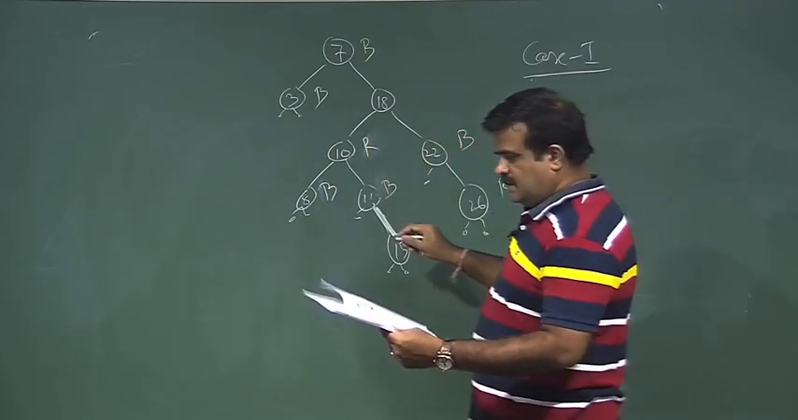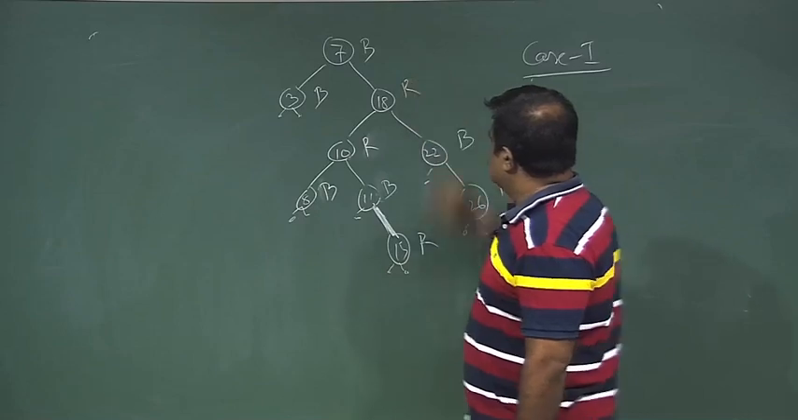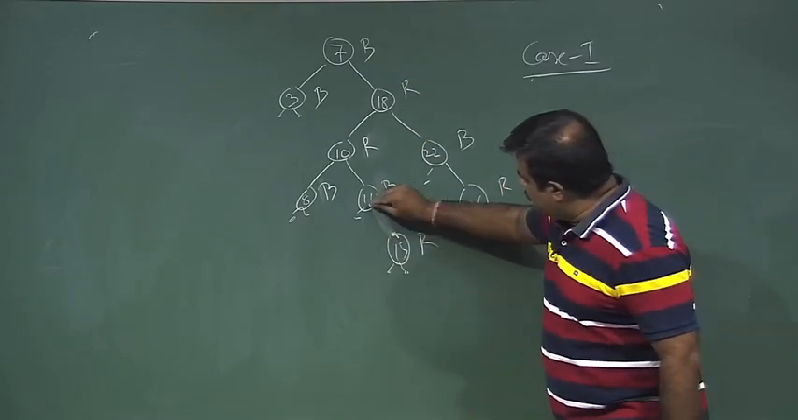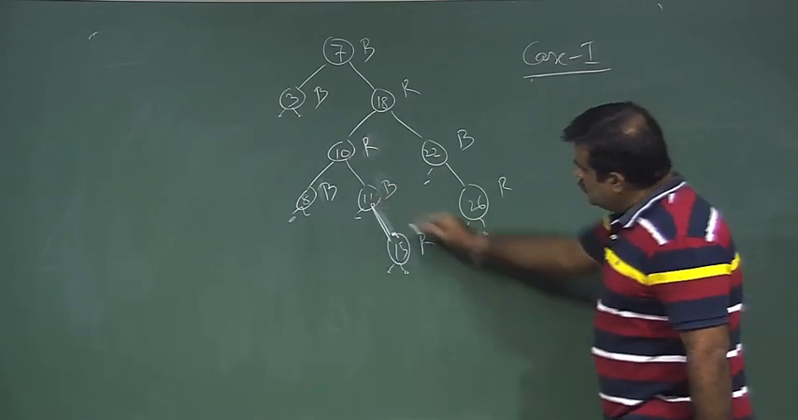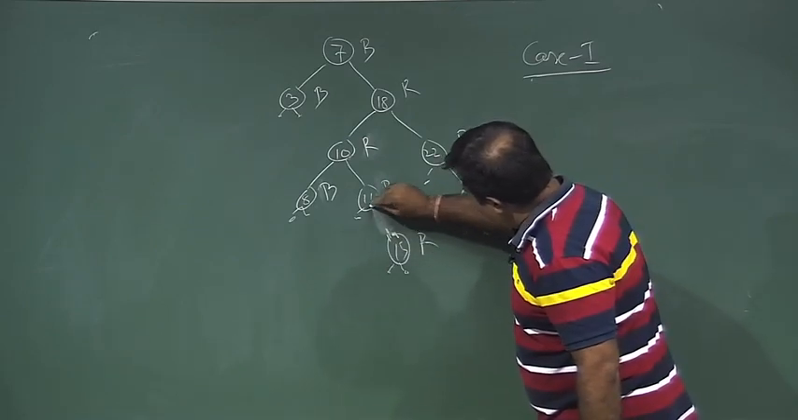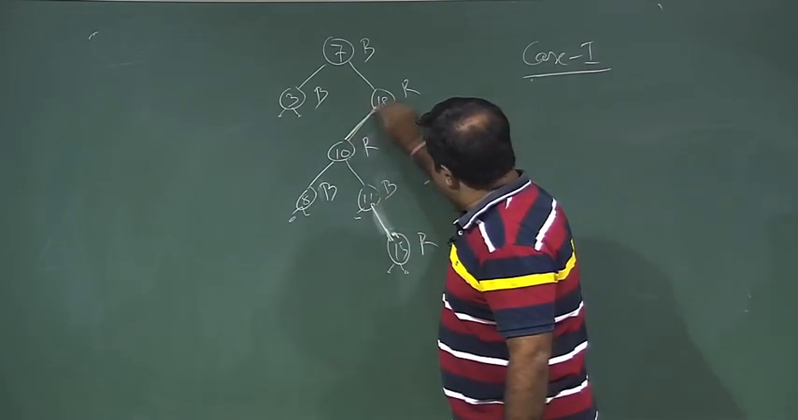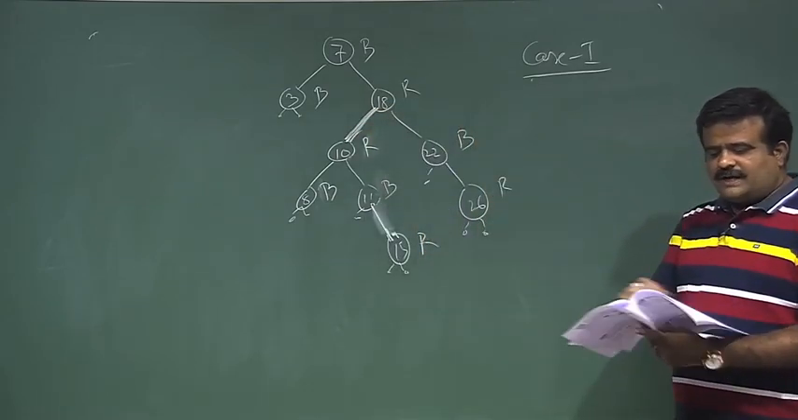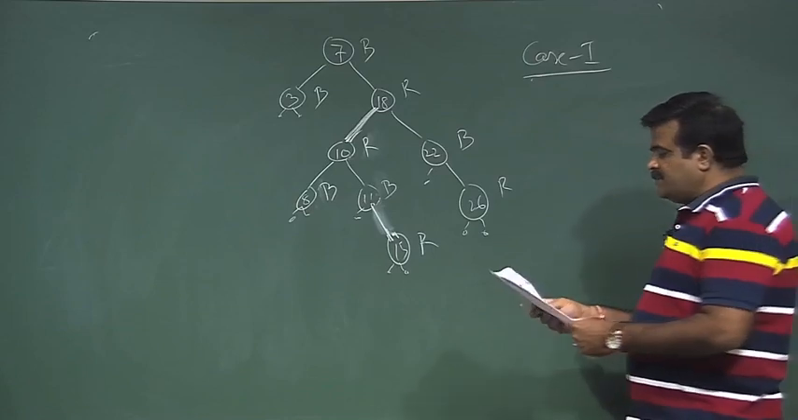So, we will make this black and this red. Okay. And we have this red. Okay, this is black, this is red. Now, we solve this problem. So, this is called case 1. Now, we solve this problem, but we still have a problem over here. So, it propagates the problem up. So, case 1 means like this.